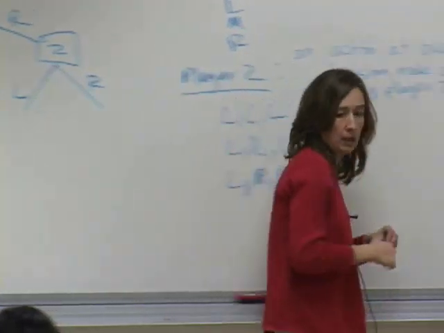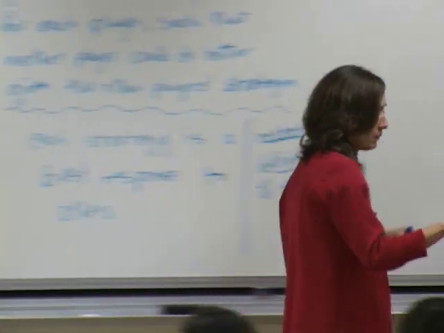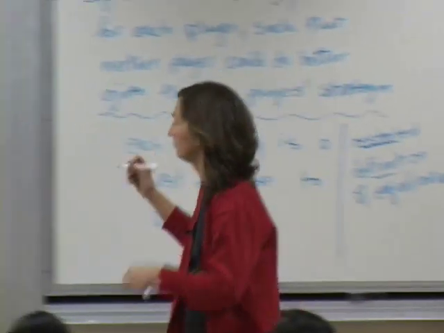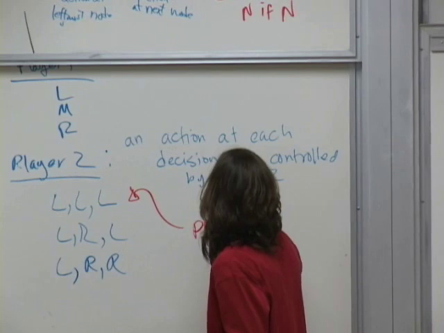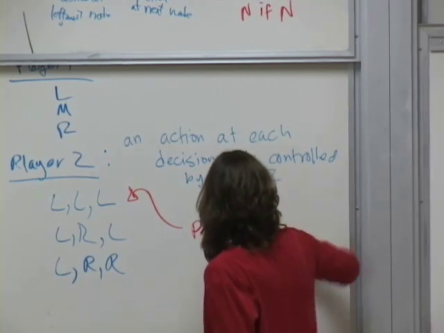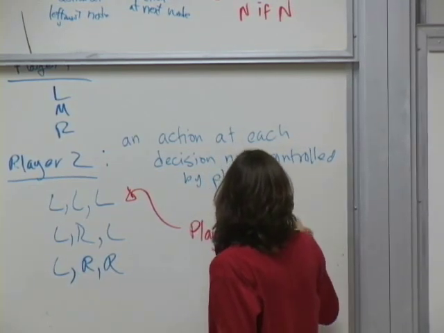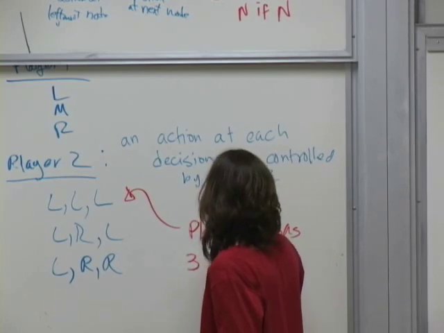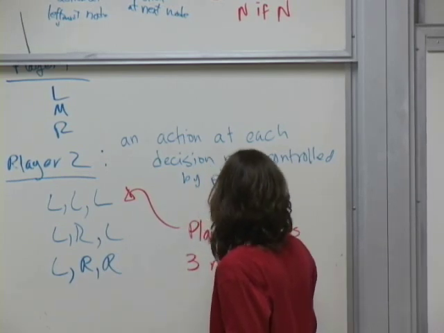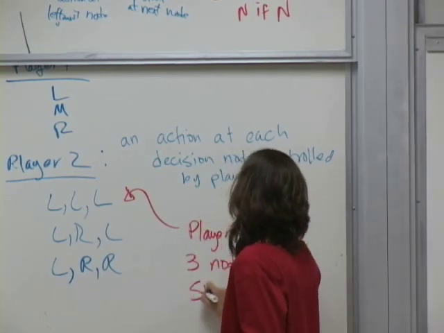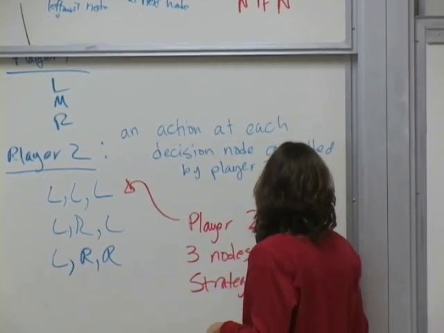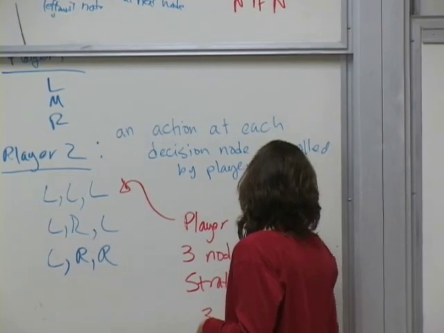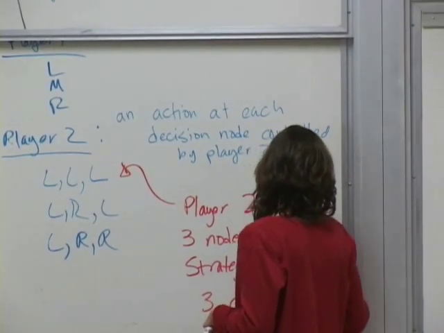Okay, and the key here is player 2 has 3 nodes. Strategy needs 3 components.